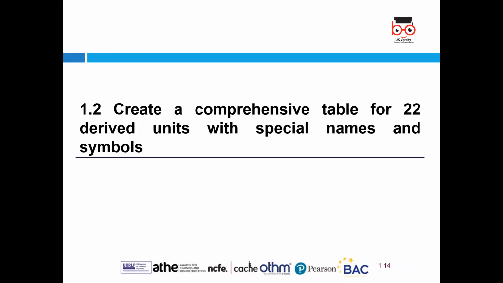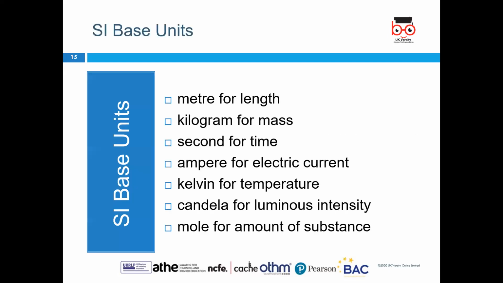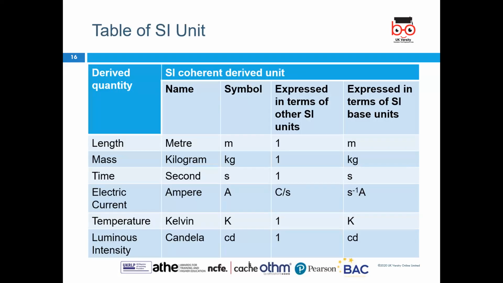So next we look into the comprehensive table for 22 derived units with special names and symbols. We discussed that there are 7 fundamental units for measurement in the SI system. It is meter for length, kilogram for mass, seconds for time, ampere for electric current, Kelvin for temperature, candela for luminous intensity, and mole for amount of substance. So here we look into the different tables of SI units.